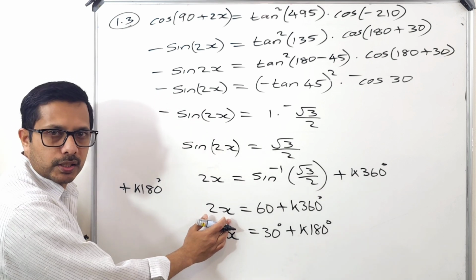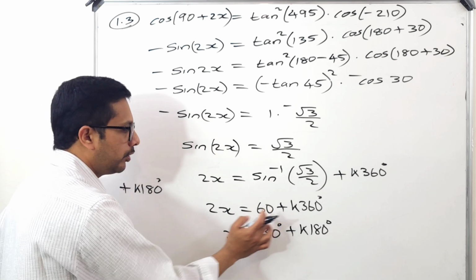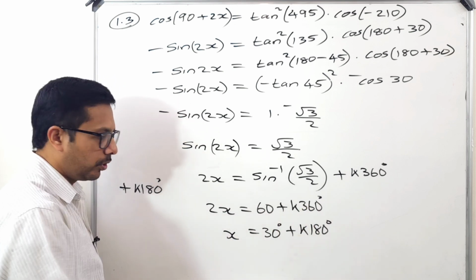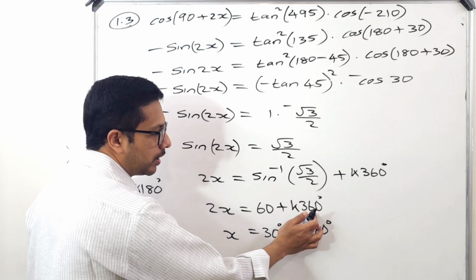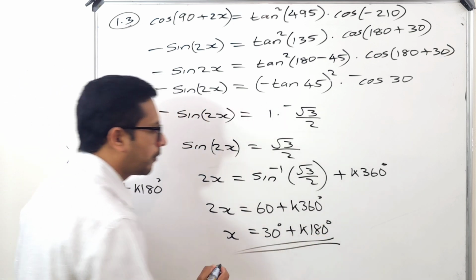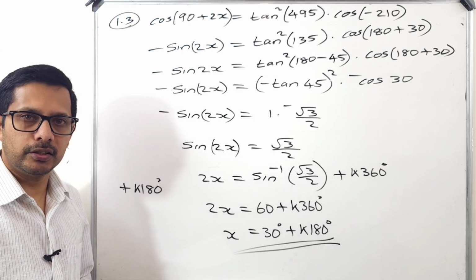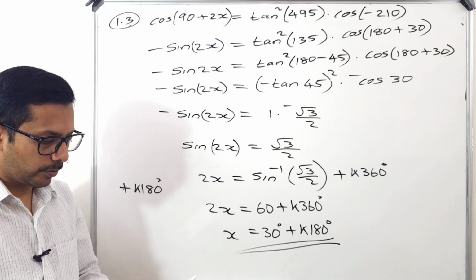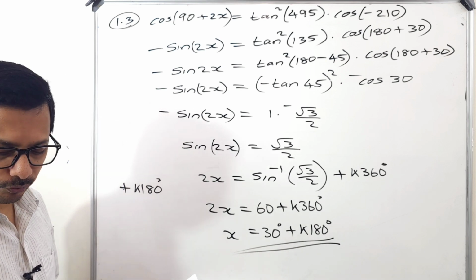So 60 divided by 2 is 30, plus k 360 divided by 2 is 180. Here it is 2x, so we have to write x. What you have to do: divide by 2, divide by 2, divide by 2. So 2x by 2 is x. 60 divided by 2 is 30. 360 divided by 2 is 180. So what is the general solution? Final answer, x is equal to 30 plus k 180. Did you understand? Okay, so that is question number 1.3. Now let's move to the next question, 1.4.